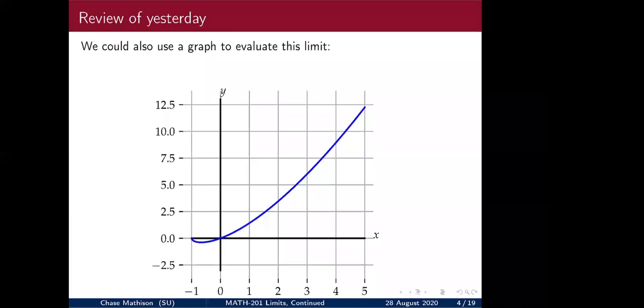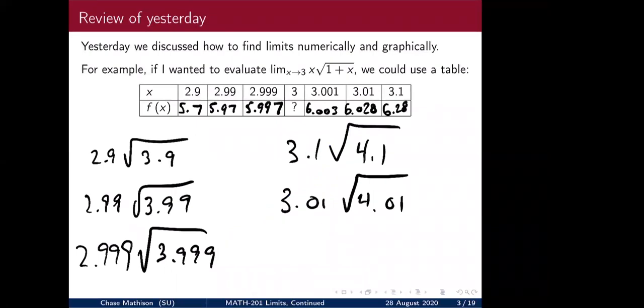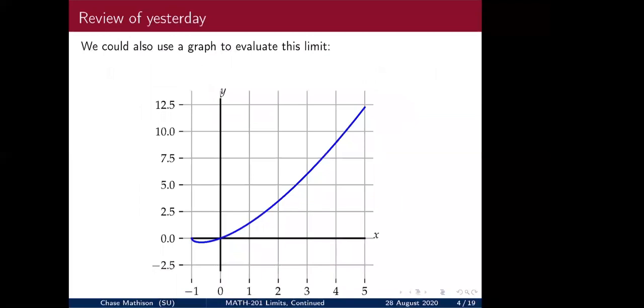So that's how we would evaluate that numerically with a chart. I'm going to show you in a second a case where that gives you very misleading results, okay? But we could have also evaluated this limit. This is a graph that I made of this function right here, x times the square root of 1 plus x. If you plot it, this is what you get.